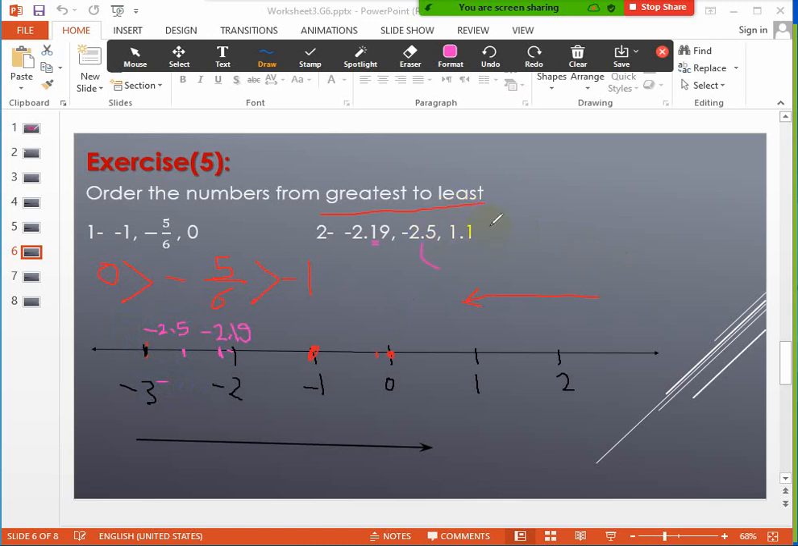1.1 is a positive rational number. It will be on the right side of 0, between 1 and 2. I have to divide the distance between 1 and 2 into 10 equal parts. So I have to take the first part, it will be here, 1.1. If you divide into 10 equal parts, you have to take the first part.